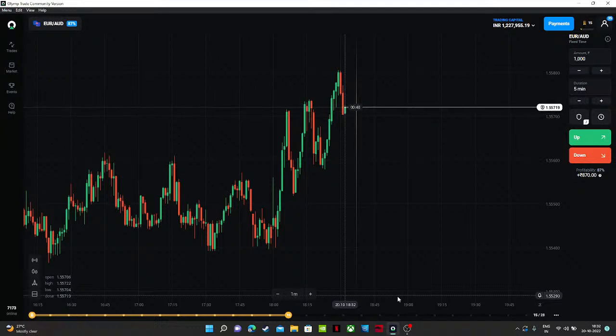As you all know, today we are going to learn the Rodeo strategy, which is one of my personal favorite strategies when it comes to fixed time trading, and you can also use the Rodeo strategy in forex trading. So, without wasting any further time, let us start learning about the strategy.